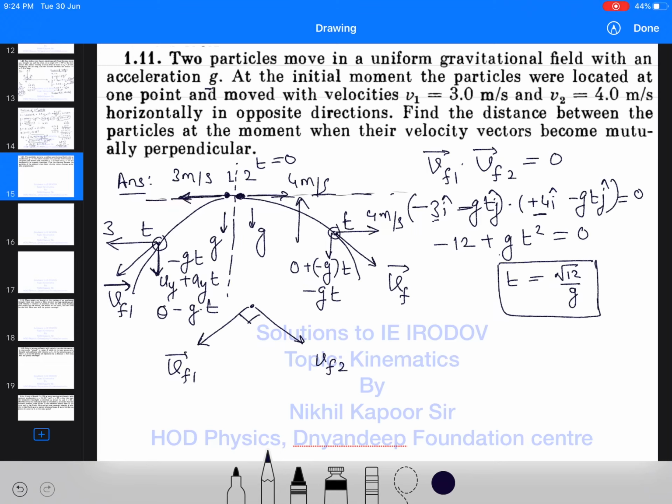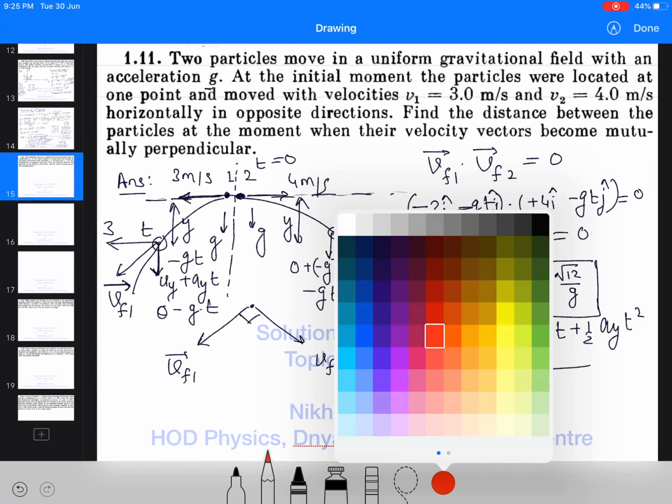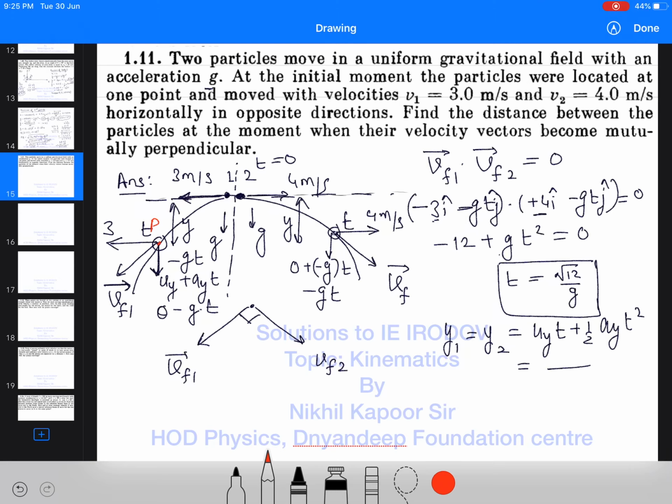As the time of fall of both particles is the same, it is obvious that the y coordinate of both particles is the same. The y coordinate of particle 1 and particle 2, which can be calculated as ut plus half at squared, will be the same. That's why there is no need to calculate the y coordinate, because in this question we need to find the distance between the positions at this instant. What is the distance between the two positions? This gap is the horizontal distance traveled by particle 2, and this gap is the horizontal distance traveled by particle 1.